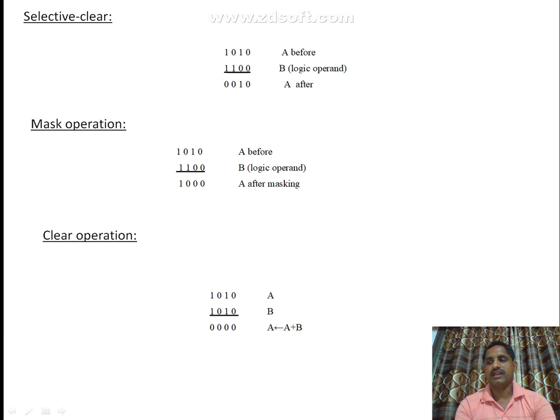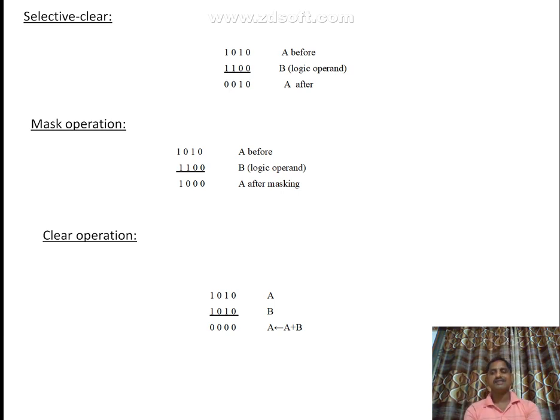And selective clear. The selective clear operation clears to 0 the bits in A only where there are corresponding ones in B. See here, only where there is a 1 in B will the bit be cleared to 0. Here A is 1010 and B is 1100, so the two leftmost bits are cleared to 0. So that is called selective clear, which clears to 0 the bits of A only where there are corresponding ones in B.